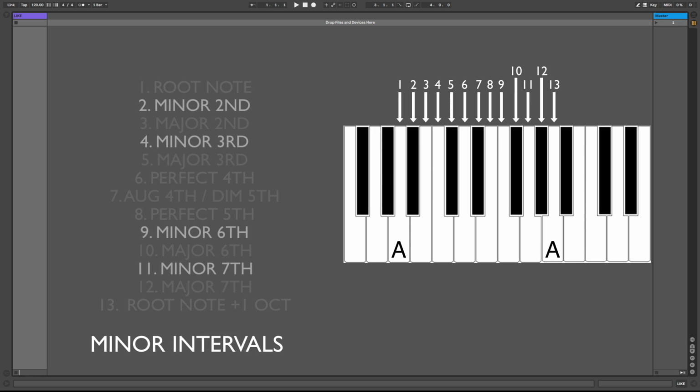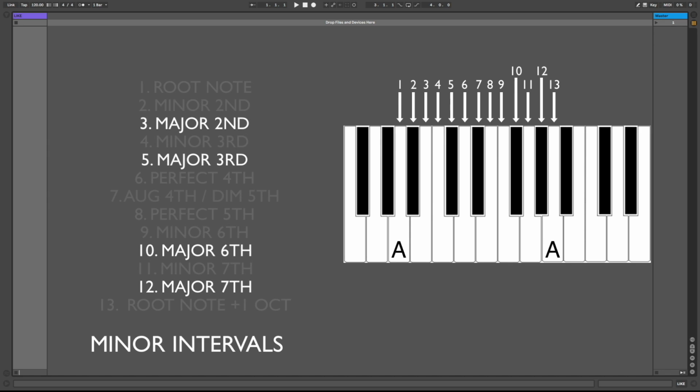The minor intervals, the minor scale degrees, tend to produce a sad sound. And notice that they are one semitone below their major counterpart. And the major intervals are actually associated as happy sounding intervals. Quick fact, minor intervals are usually written with a lowercase m, major intervals are written with an uppercase M.